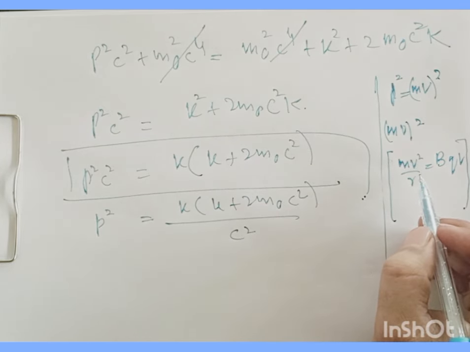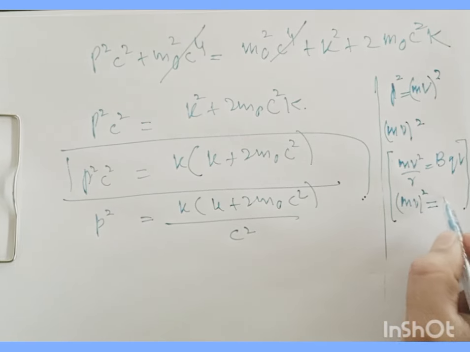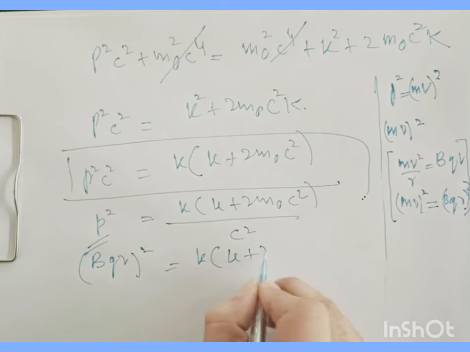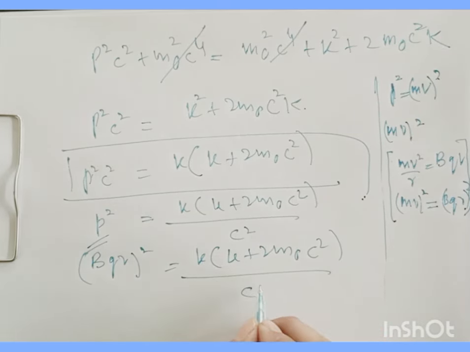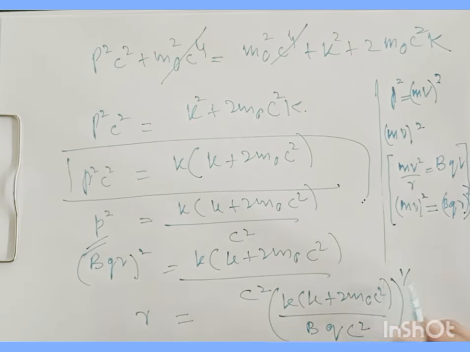So from here, we could calculate this mv whole squared, which will come out to be BqR whole squared. So instead of p squared, I am going to use BqR whole squared, which is going to give me K times K plus twice m naught c squared, by c squared. So from this equation, I can have the radius of the orbit. What will that be? That will be K times K plus twice m naught c squared by Bq c squared, whole raised to the power 1/2. So this will be my radius.